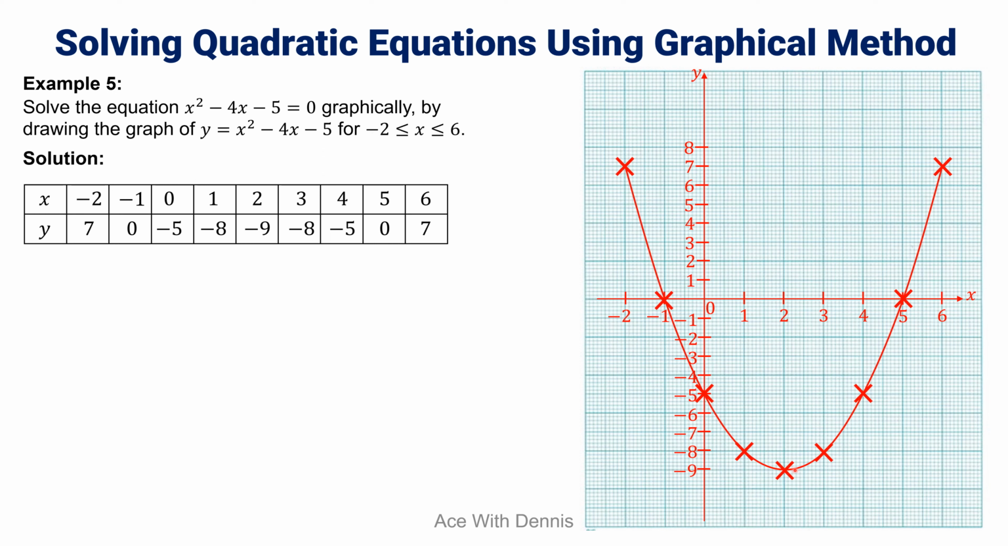Now let's see one more example in solving quadratic equations using the graphical method. Example 7. Solve the equation 2x squared minus 7x plus 7 equals 0 graphically by drawing the graph of y equals 2x squared minus 7x plus 7 using the following table. So here's the table. Alright, so now let's see the solution here.